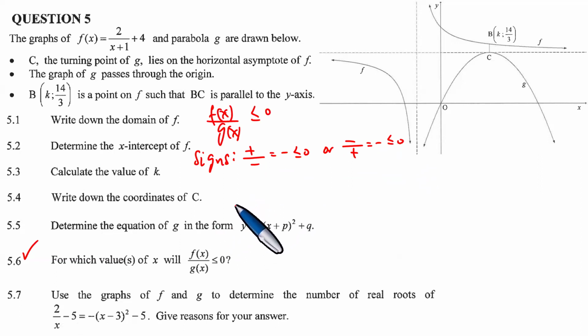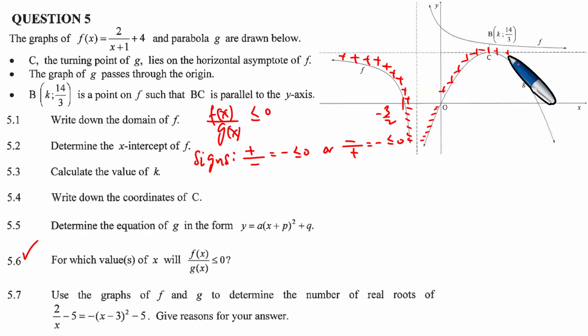So in the end, what do we have? We need to analyze these graphs f and g and look at a couple of things. We know very well that this one is minus 3 over 2. In 5.6, with this inequality less or equal to 0, let us look at the signs associated with this. This part of the graph is the positive part and this is the negative part. The negative part is below the x-axis, and the positive part is above the x-axis.